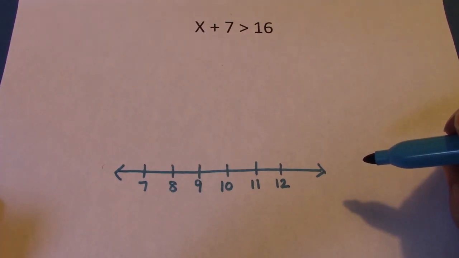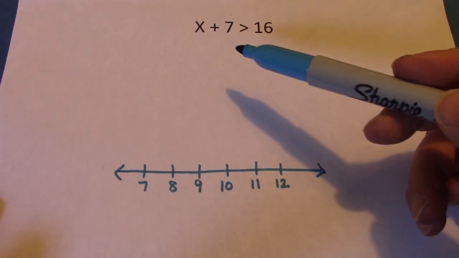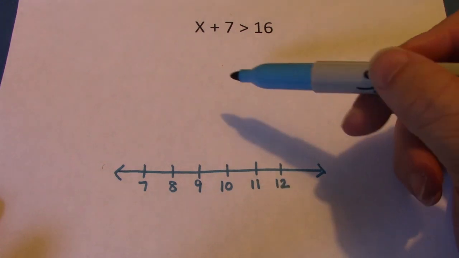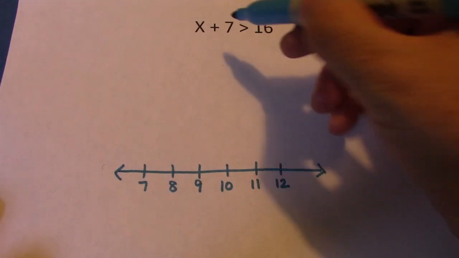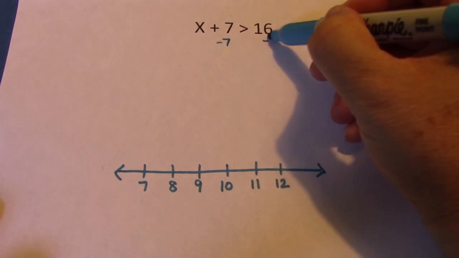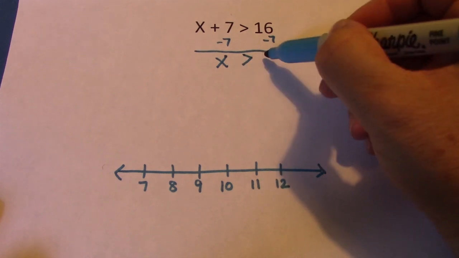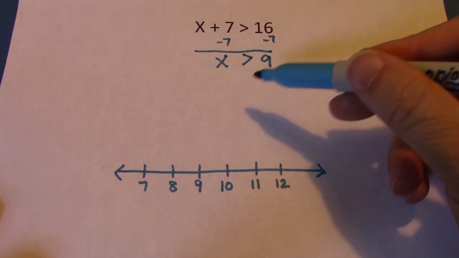So let's do some examples of solving some inequalities. Here's an example that says x plus 7 is greater than 16. Alright, so we want to get x all by itself on one side, and 7 is being added, so we're going to subtract 7 from both sides, and we'll get x over here, and 16 minus 7 is 9. So x is greater than 9.